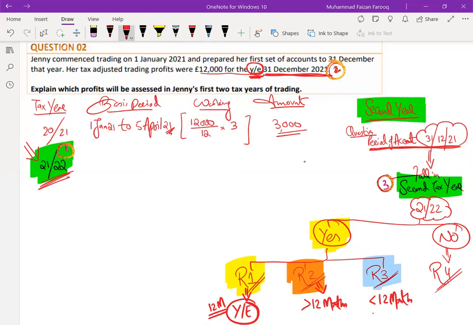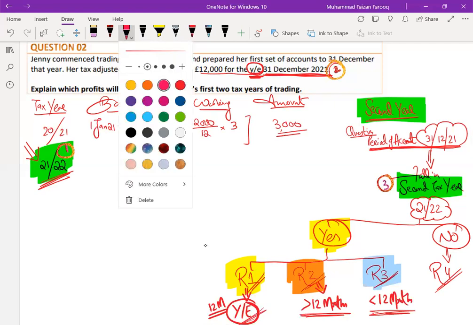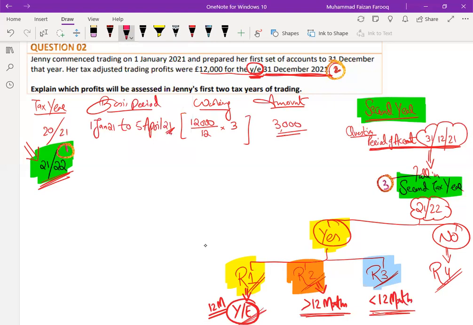It's allowed. In the law paper, you already discussed that topic. In that first year, the company is allowed to have a period of accounts that can be exactly 12 months, greater than 12 months, or less than 12 months. So if the first year end is exactly 12 months, the rule that will apply is called rule number 1. Rule 2 and rule 3, we will discuss later on.